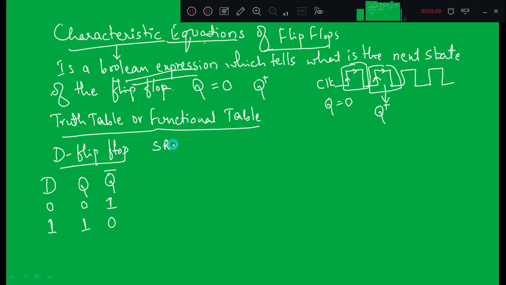Similarly, next is the SR flip-flop. This is the functional table of the D flip-flop. Next, I will write the functional table of the SR flip-flop.